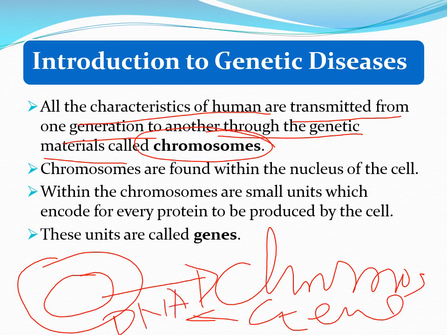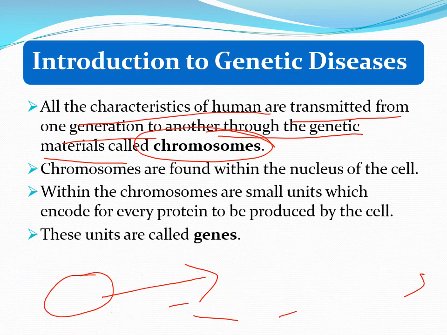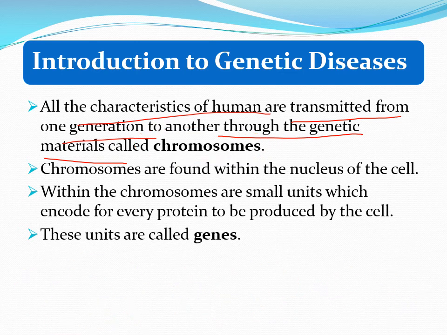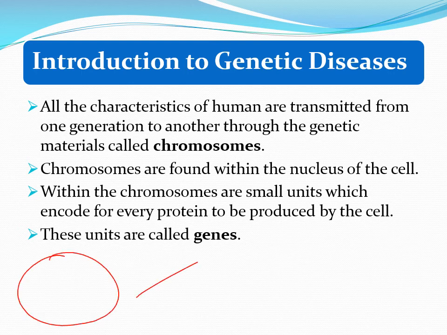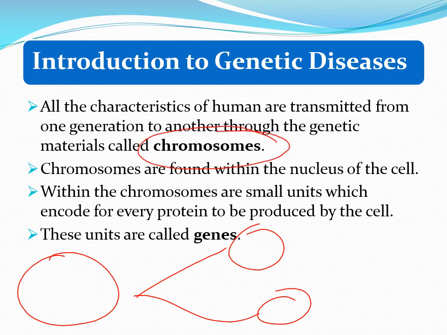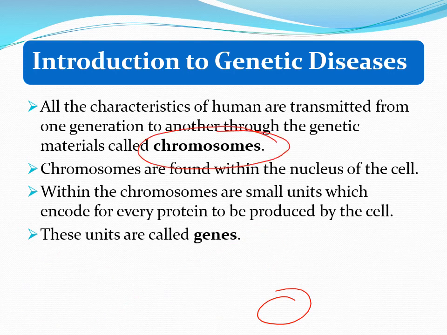So within a cell we have a nucleus. Within a nucleus we have a chromosome, and the chromosome has a smaller segment known as gene, and this gene has DNA. So generally speaking, traits or characteristics of species are transmitted from parent to daughters through genetic material which are known as chromosome. Chromosomes are found within the nucleus, as I have already said. Within the chromosome, we have the small unit, and these units are responsible to code for every protein.